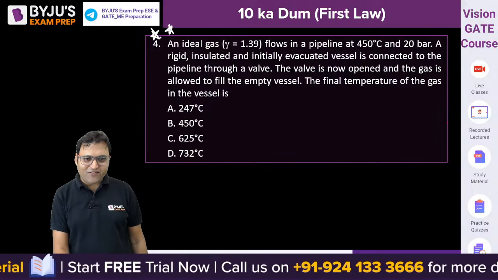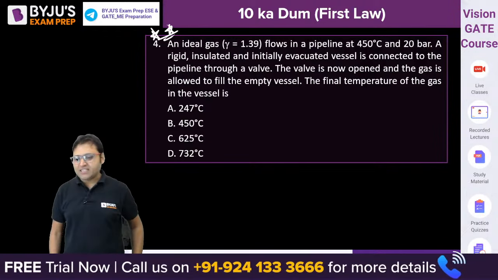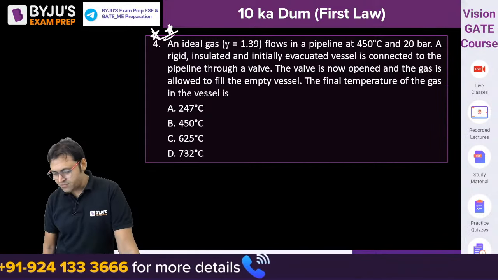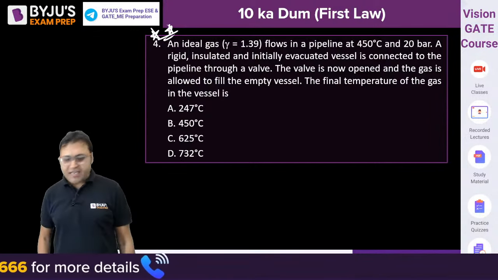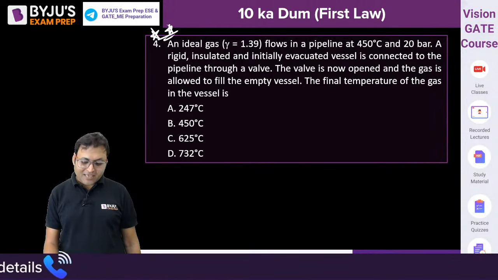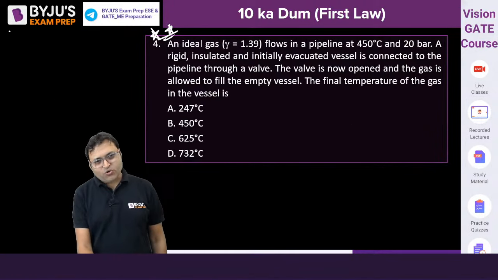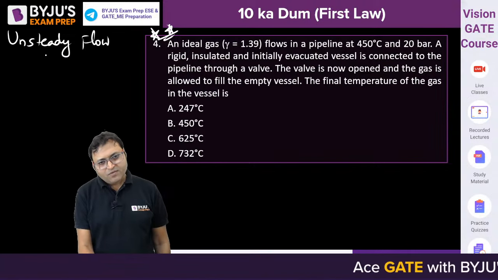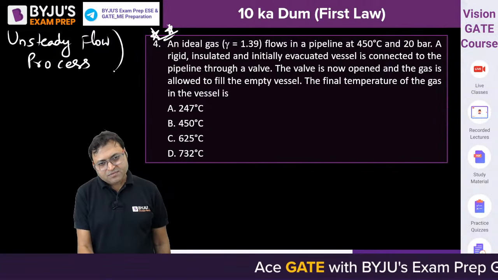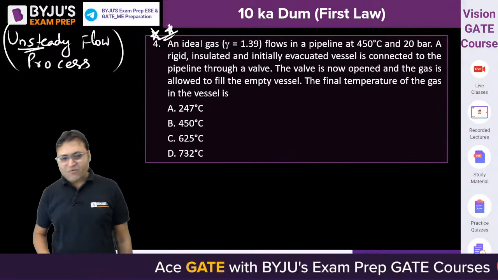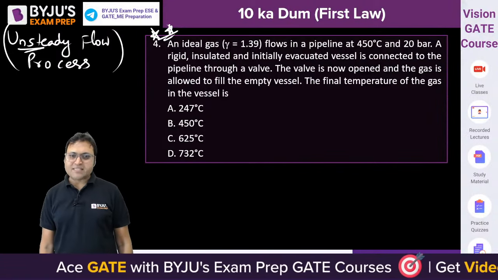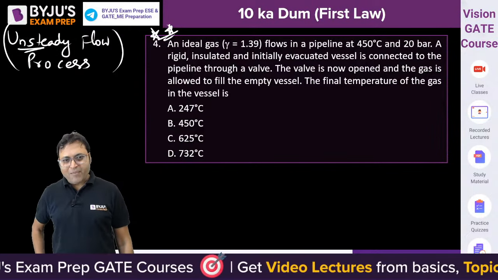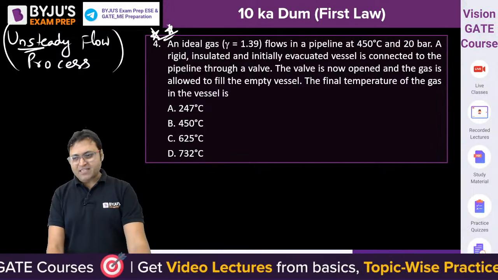Aha, this is wonderful. Who will answer this question? Question number 4 on your screen. The question is from an unsteady flow process. There are two types of flow process. One is the steady flow process, that is very simple to analyze. Another is the unsteady flow process. Give me your answer for question number 4.